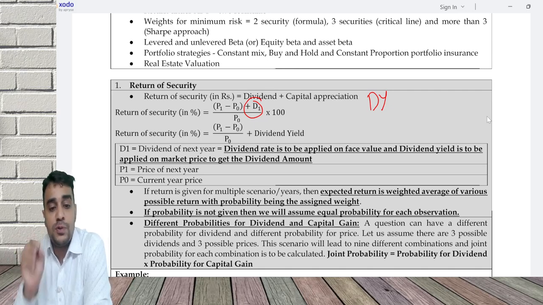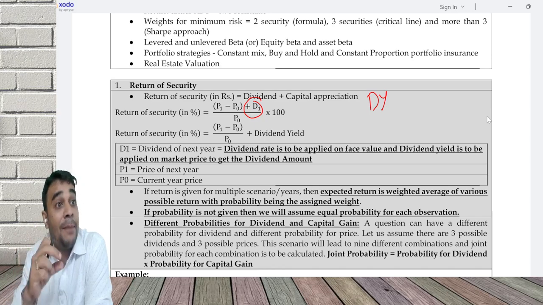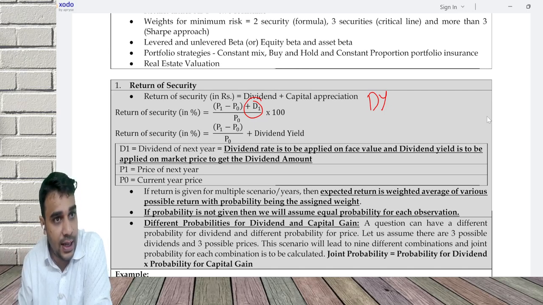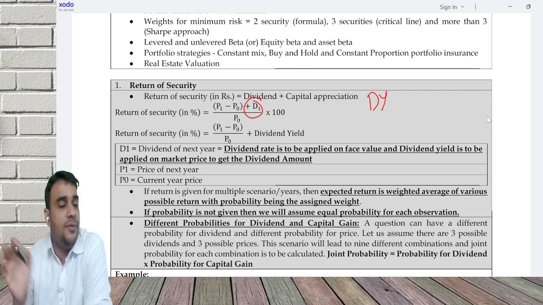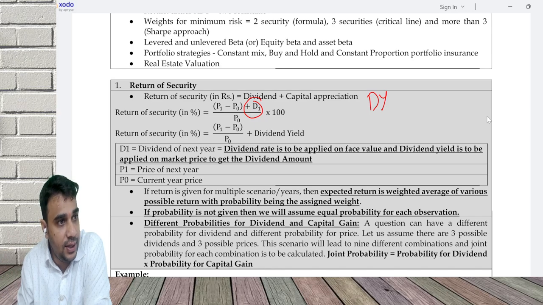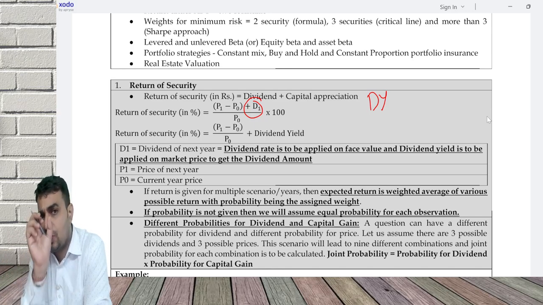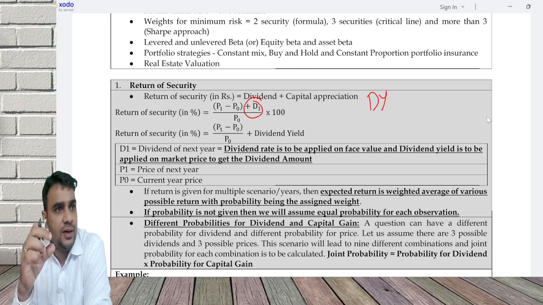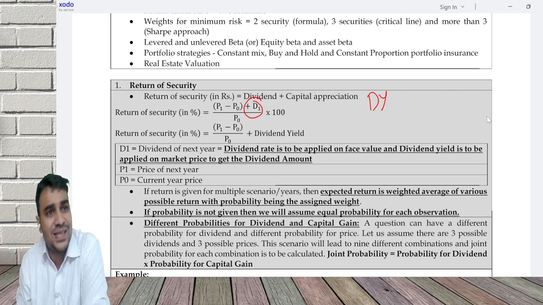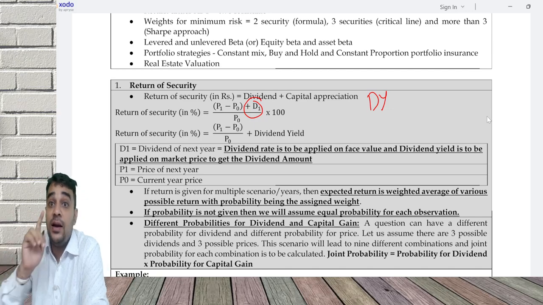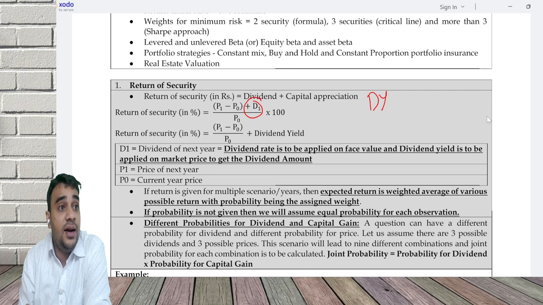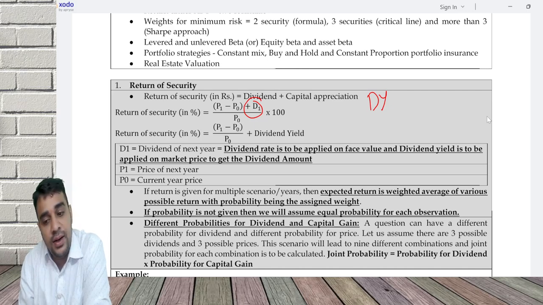So what you need to do is P1 minus P0 divided by P0 to get a percentage, which is called capital appreciation, and add the dividend yield. Or you can use the dividend yield, multiply it with the price, get the dividend, and apply the same formula. So if it's in percentage, leave the percentage aside. Dividend yield, not dividend rate. Dividend rate is on face value, dividend yield is on market price.